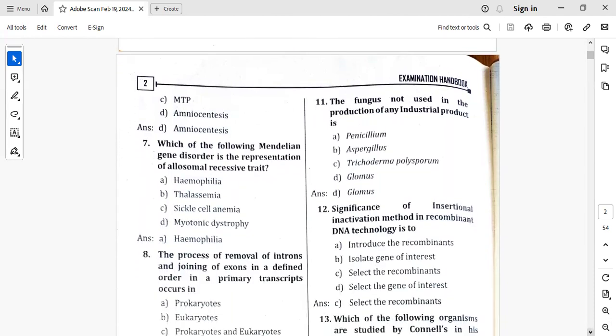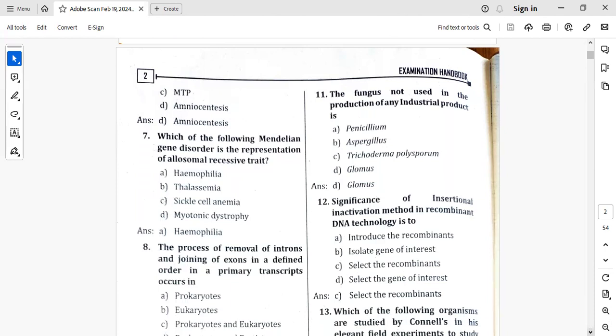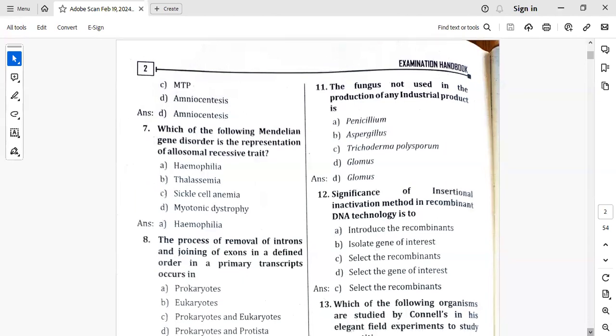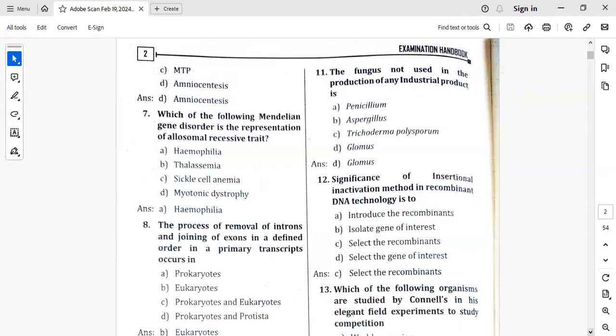Which of the following Mendelian gene disorders is the representation of an allosomal recessive trait? There are two things, autosomes and allosomes. So this comes under hemophilia. Hemophilia is again gender-based.